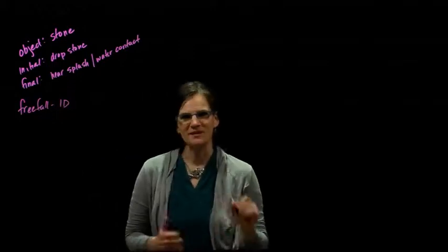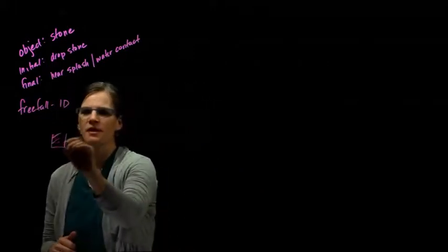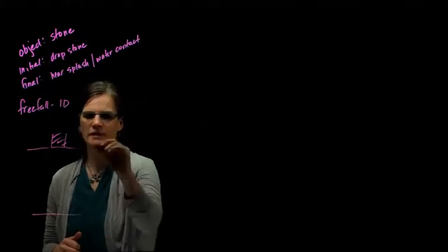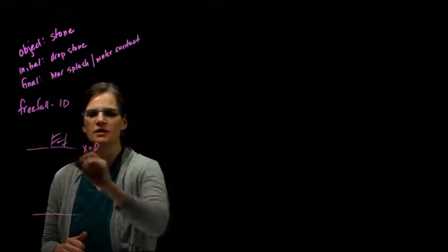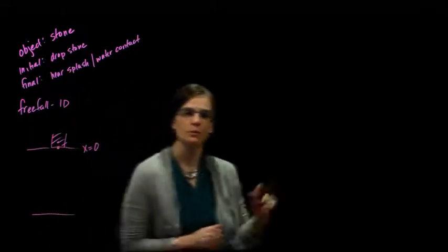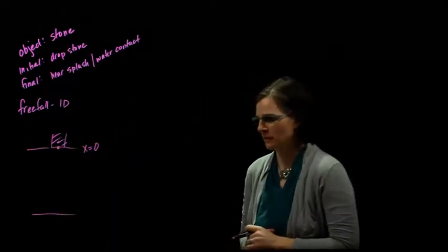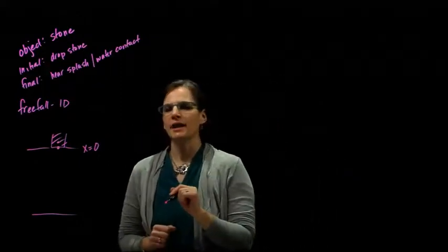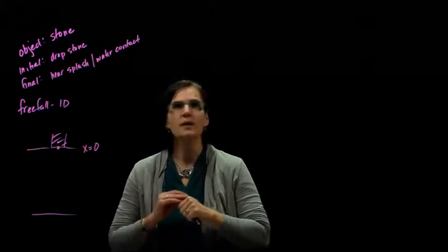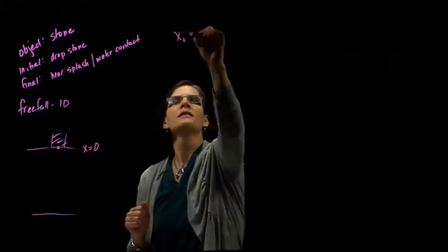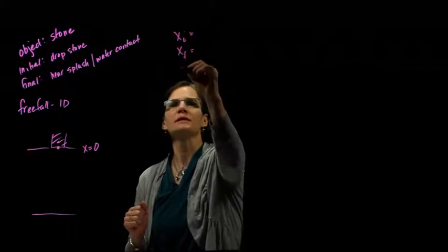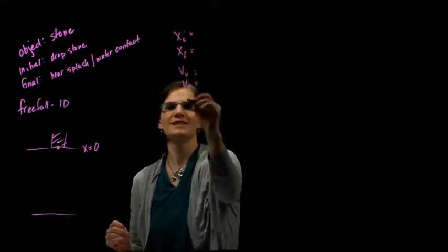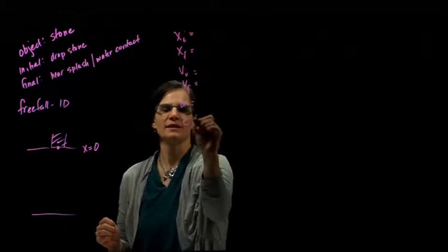Okay, so now we have to define the world. Here's my well there on the ground, and here's where the water is. I'm going to define the origin at the point where the stone is dropped, at the top of the well, at least at the ground level of the well. All right, so we want to know our known values in our general list. So I have initial and final position, initial and final velocity, acceleration, and time.